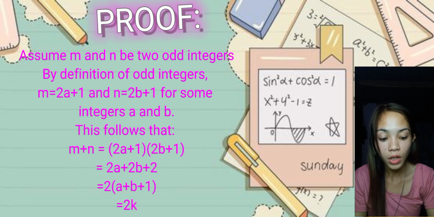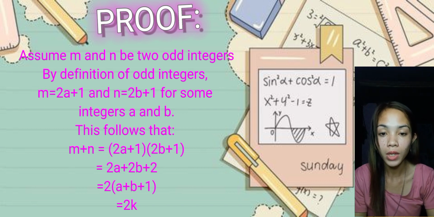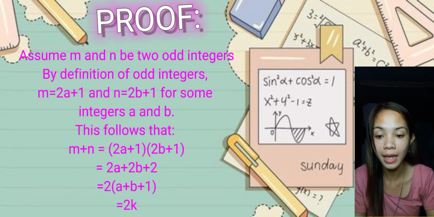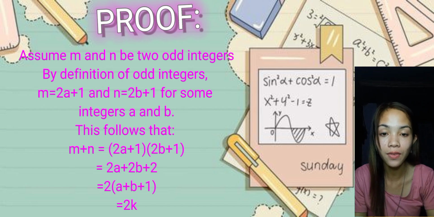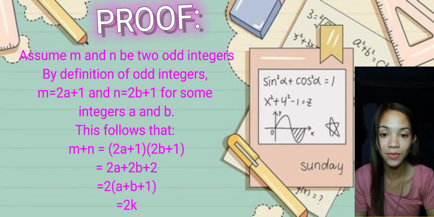Then we factor it out, or we use the distributive law. It becomes 2 times the quantity a plus b plus 1, which equals 2k, where k is equal to a plus b plus 1, an integer. Since 2k is the definition of an even integer, m plus n is equal to 2k is an even integer. Therefore, we can conclude that the sum of two odd integers is even.